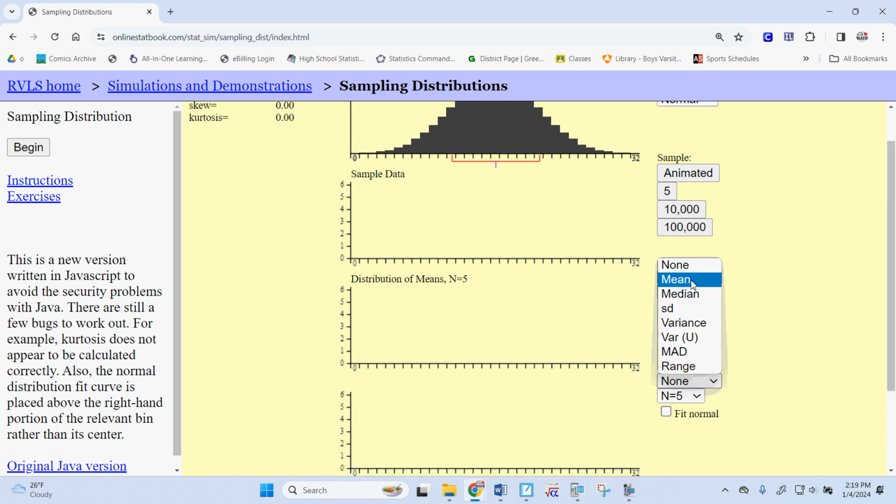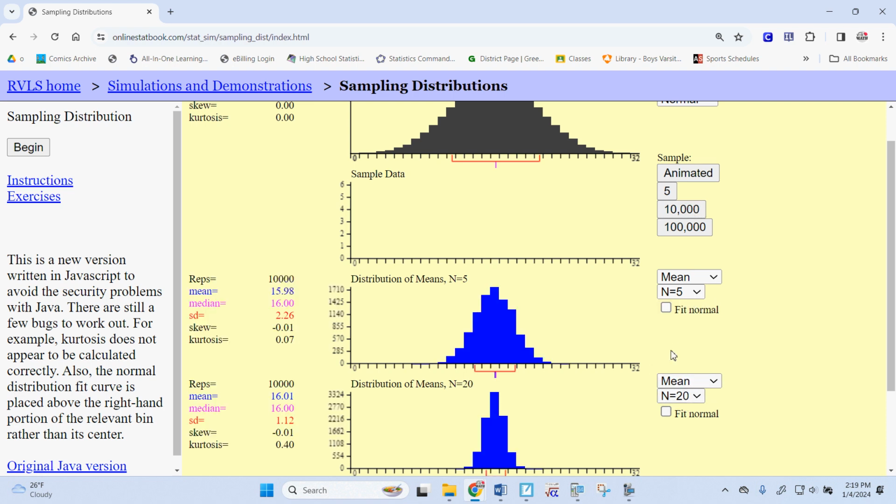So let's say we take the mean again, and let's say we take a sample of 20. And I do 10,000. You will notice the mean stays about the same, but standard deviation is smaller because when you take a bigger sample, you average out everything, there's less variation, you have a smaller standard deviation.